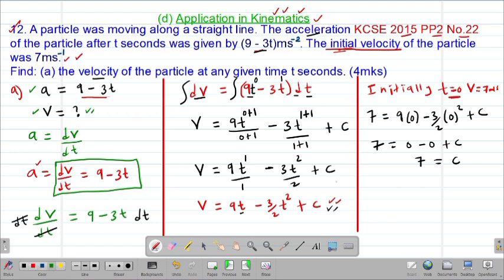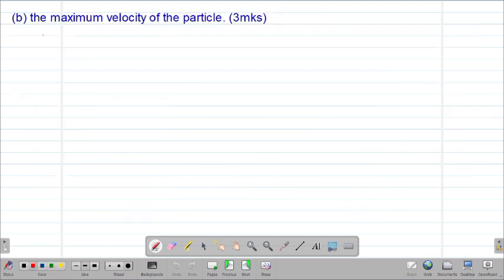Therefore, the velocity of the particle at any given time t will be given by v is equal to 9t, then, of course, minus 3 over 2 t squared, then plus the constant of integration c, which now is equal to 7. Therefore, this is the velocity of the particle at any given time t. Then we check part B of the question, whereby we are told to find the maximum velocity of the particle.